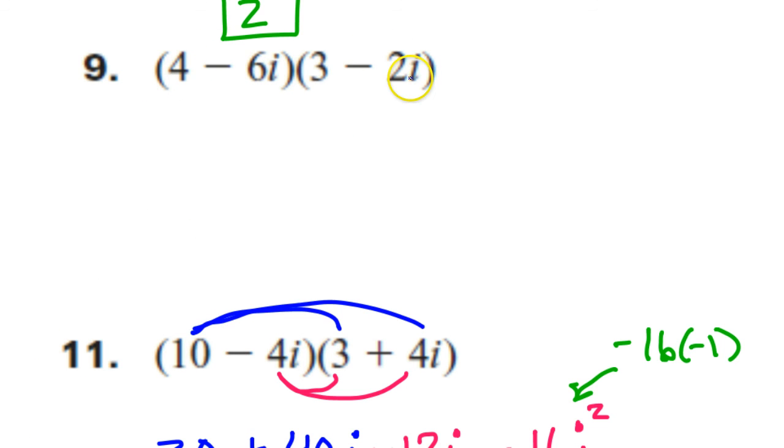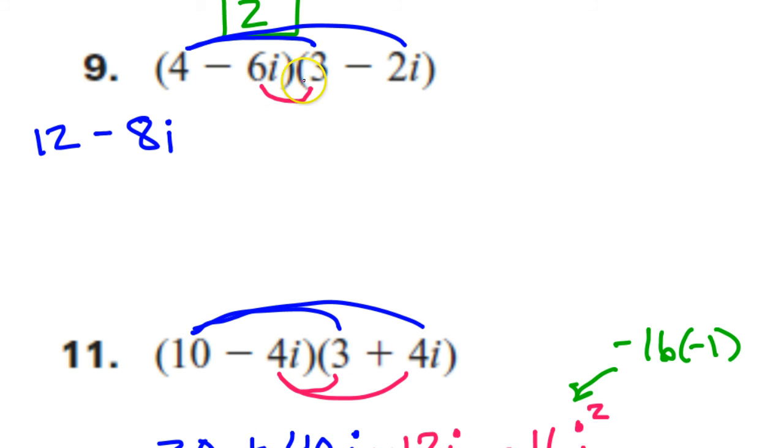Alright, so once again we need to do a double distributive property, or FOIL, whichever you want to call it. So we're going to take this 4 and multiply that by both of these. So that's going to give us, well, 4 times 3 is 12. And then 4 times negative 2i is going to be negative 8i. And then we are going to distribute the negative 6i. Negative 6i times 3 is negative 18i. And then negative 6i times negative 2 is positive 12i squared. Remember, I've got i times i.